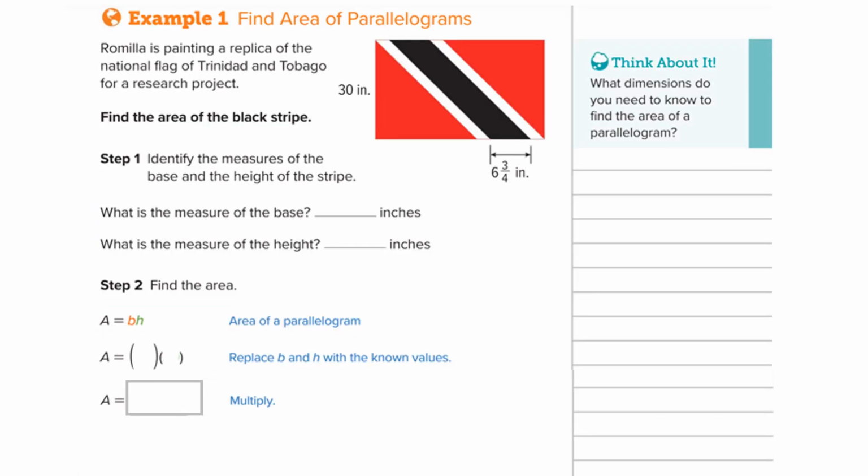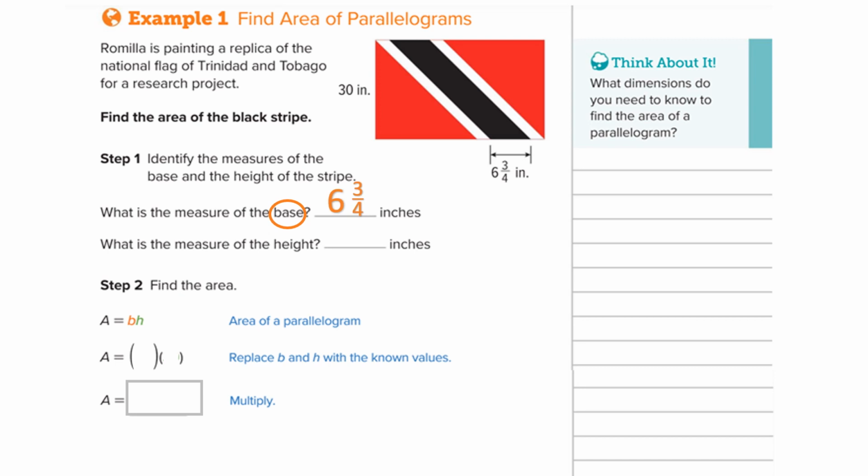So when I look at this example that they walk us through, right, then we know that we have this flag and it says that Romelia is painting a replica of the national flag of Trinidad and Tobago for a research project. Find the area of the black stripe. So I don't want the area of the entire flag, and I wouldn't be able to find it because of the measurements that are given. So I need to find what I know is the measurements that's required for the area of the black stripe. So I look at the base. Well, that, once again, is going to be the bottom measurement, and that gives me 6 3/4 inches.